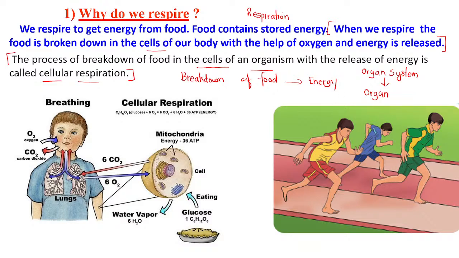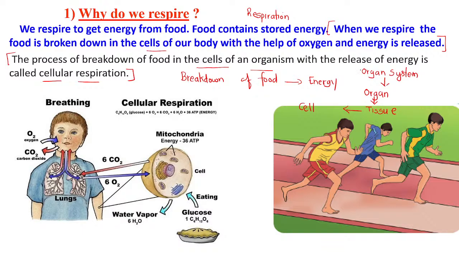So these organ systems are made up of further subdivisions called organs. Each of these organs is made up of still smaller units called tissues. And each of these tissues is still further made up of something called cells. The cell is the basic structural and functional unit of life.